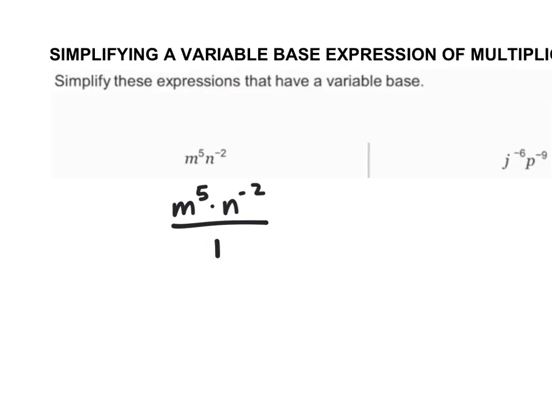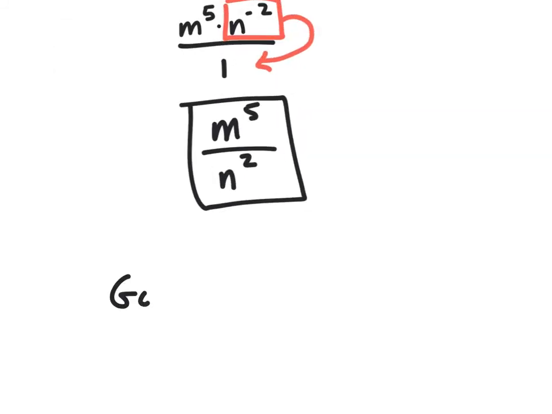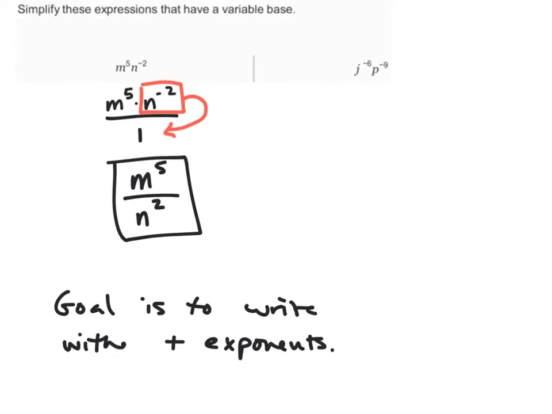Now, to turn this into a positive, I would take my n to the negative 2 and simply bring it down below and make it positive, okay? And so my answer here would be m to the 5th over n squared. And I would just leave it like that, okay? Because my goal is to write with positive exponents, okay? We don't like to write with negative exponents, just not something we typically do.